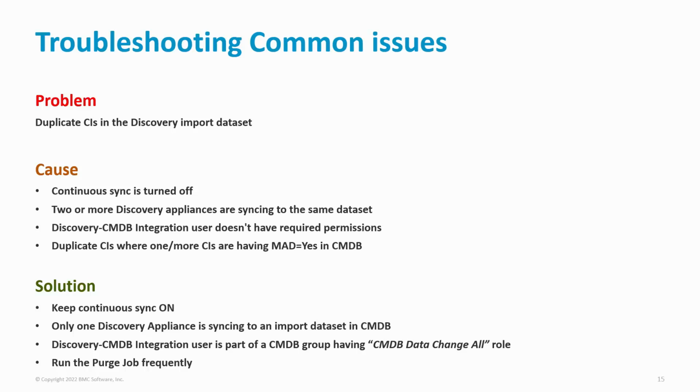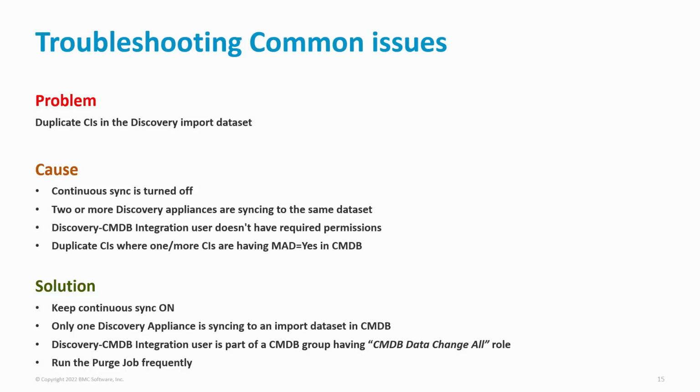So again, the recommendation is that you keep the continuous sync on. The second probable root cause for duplicate CIs is that two or more Discovery appliances are syncing the data to the same Discovery import dataset on the same CMDB server. In this case, if the Discovery appliances are discovering overlapping CIs, then they will create duplicates in CMDB.